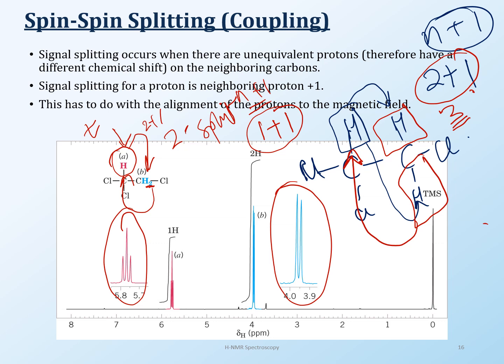So the thing about splitting is it's not about how many protons it has. It's about how many protons it is looking at. How many protons are next to it? That's important, plus 1. So it's not about how many protons you have yourself, that is integration. Whatever number of protons you're looking at, plus 1 is the splitting that you will get. And why is it plus 1? It always happens plus 1. And that is just to do with the orientations that you have.